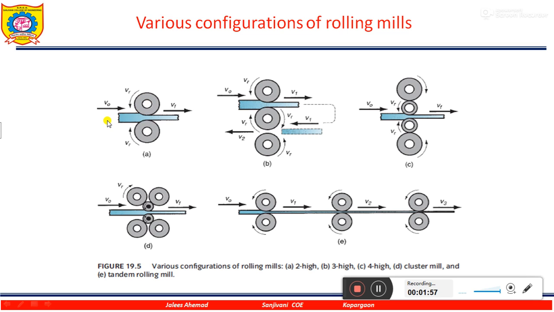Reversible means the direction of the rollers can be reversed, so you insert from one direction, and then again from the other direction. That is reversible. When we cannot reverse the direction of the rollers, it is called irreversible. Reversible is costlier than irreversible.